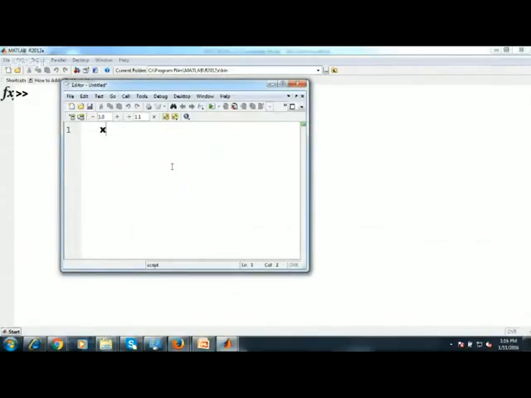I'm going to generate some values and then calculate sin x by x of those values, as I showed you, and plot the sinc curve. That's what I'm going to do.